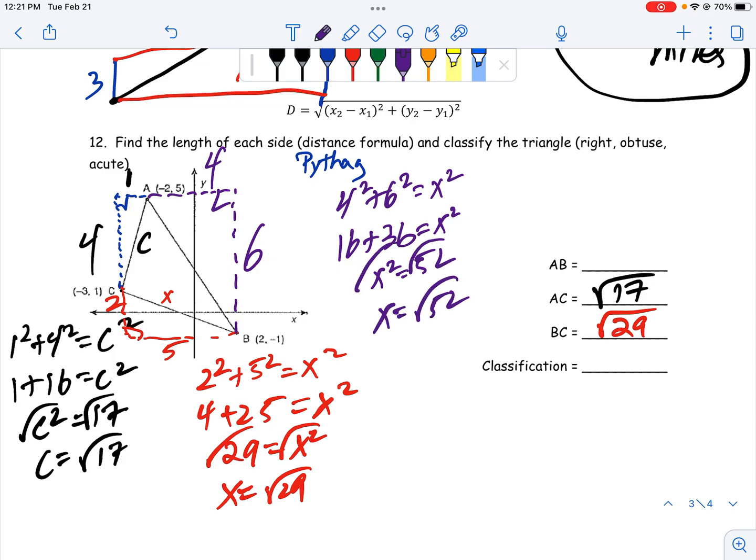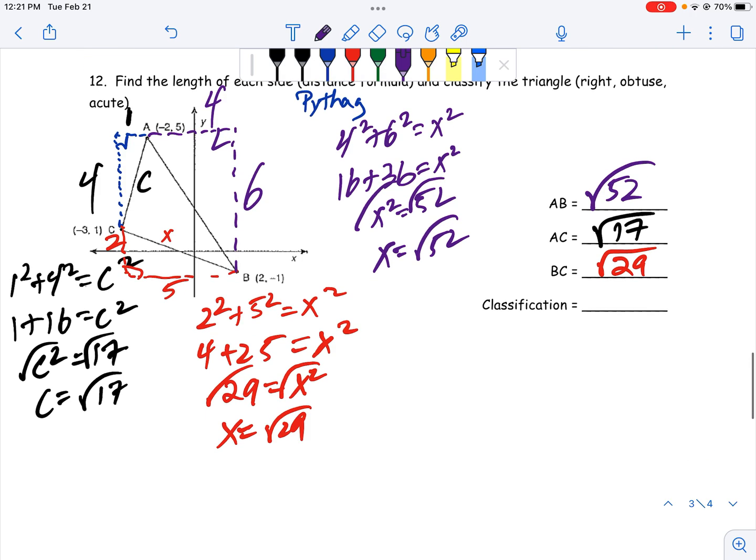Now, I'm not simplifying these right now because I want to do my classification. My classification will be a lot easier when our numbers are not simplified, our radicals, excuse me. I don't think 29 simplifies, 17 doesn't simplify. 52 simplifies. I could simplify this into 4 and 13, which would give me 2 root 13. So if you did do that, you're not wrong.